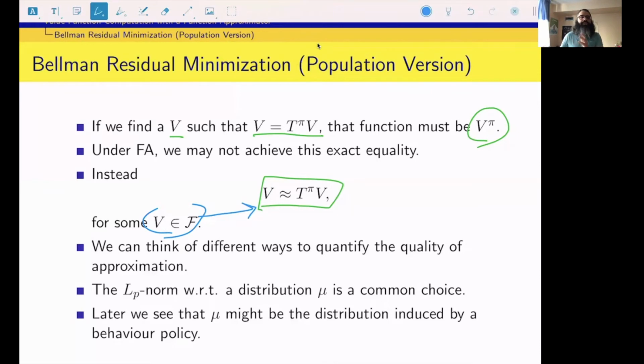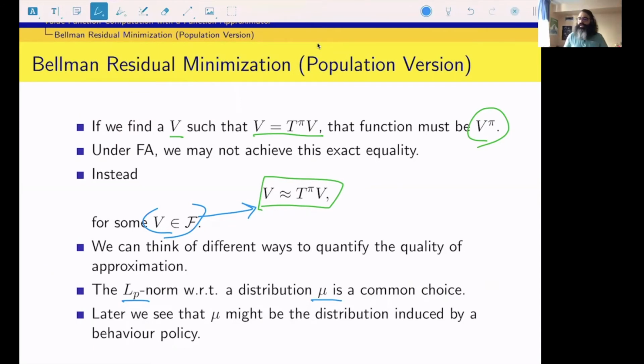And as we did in the previous methods, we need to convert this approximate equality to something we can quantify by using some distance function or some norm. A common one is to use the LP norm with respect to some distribution mu. The choice of L2 squared error is the most common one, but one could use others.